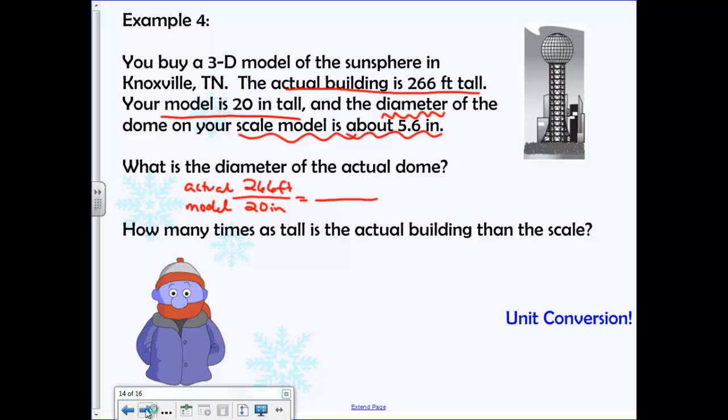The diameter of the dome on your scale model is about 5.6 inches. Where's that 5.6 inches go? It's still dealing with my model. It's still in inches, right? So we put our 5.6 inches here. We cross multiply. 20 times x gives us 20x. 266 times 5.6 gives us 1,489.6. We divide by 20. And x equals 74.48.